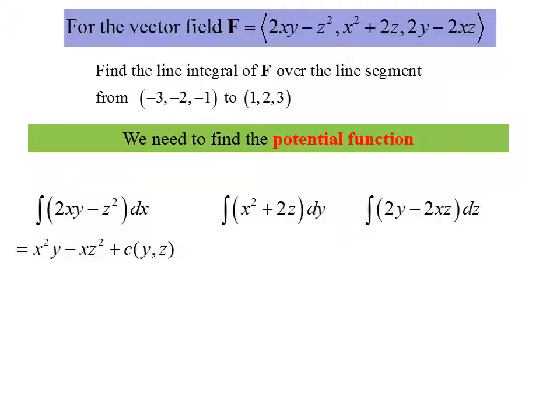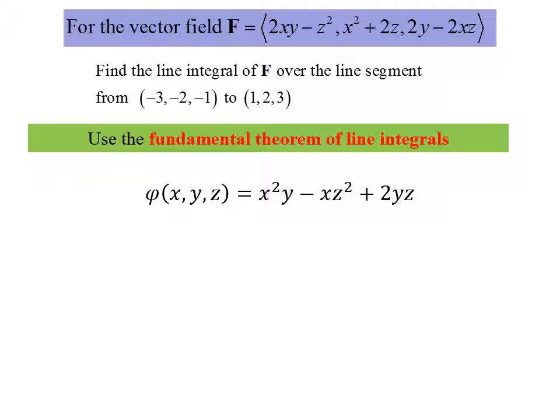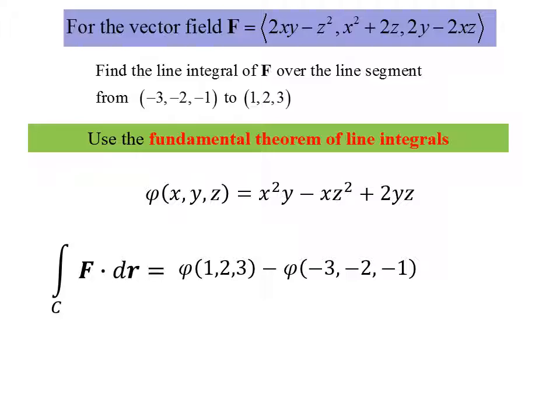So integrating the first component with respect to x, integrating the second component with respect to y, and the third component with respect to z, and then reconciling those, we find our potential function. We can take the potential function, substitute the point 1, 2, 3, substitute the point -3, -2, -1, and subtract.